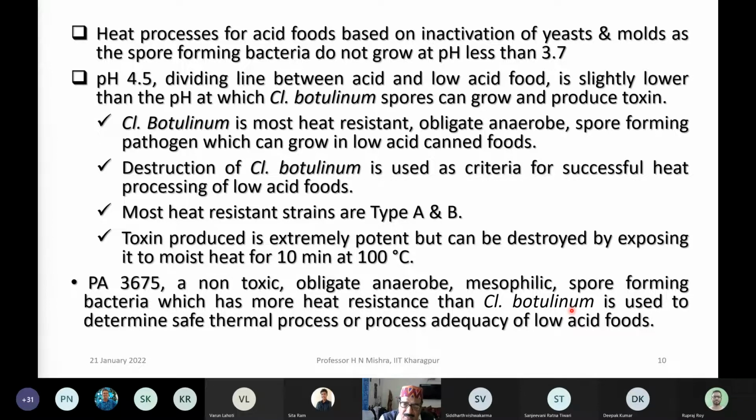To have a safe thermal process, to know whether the calculated time temperature conditions given to the food are adequate or not, this PA3679 is used. The process heated food is analyzed and evaluated for the presence of PA3679, and the process must be able to completely destroy it. If it doesn't show any presence of PA3679, that means the process given to the low acid food is good and safe.